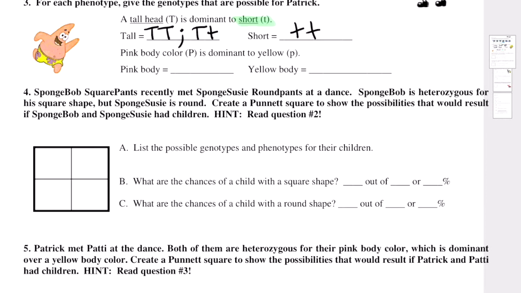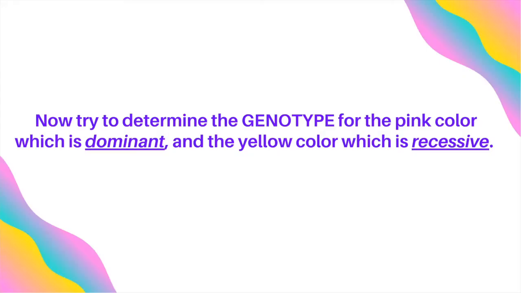So now why don't you try to write the genotypes for pink body color, capital P, is dominant to yellow, lowercase p.